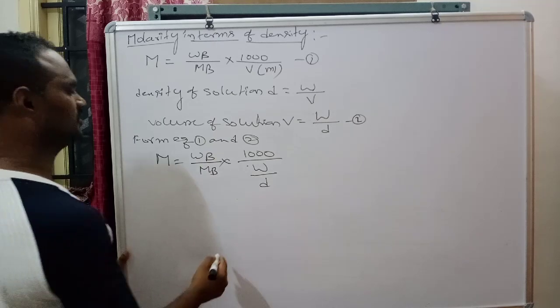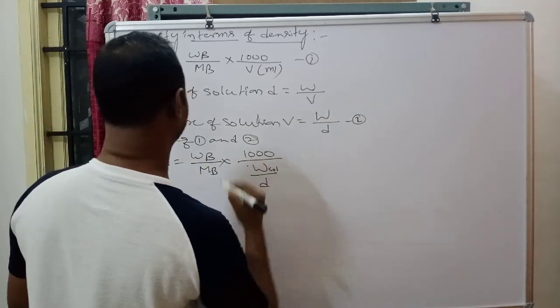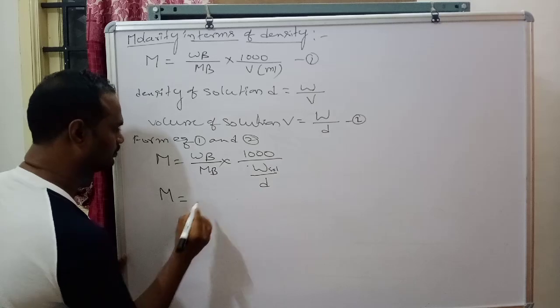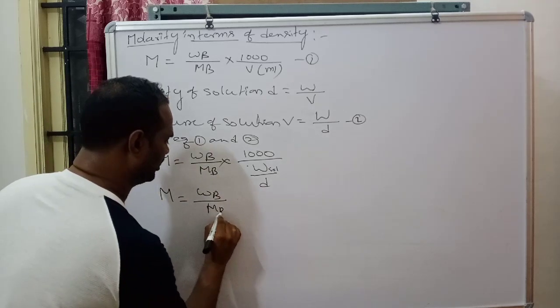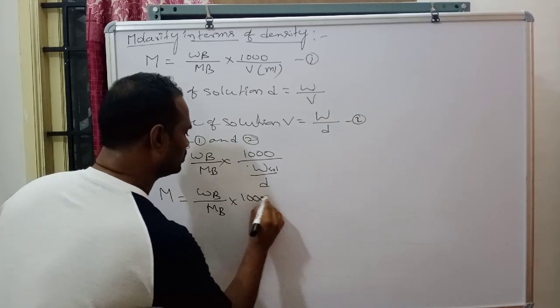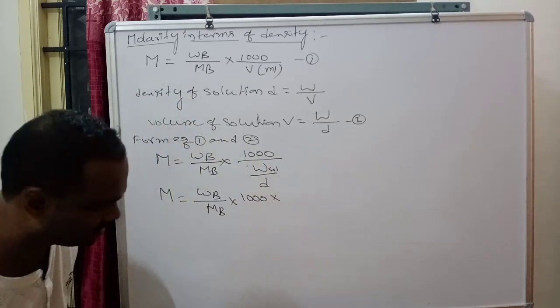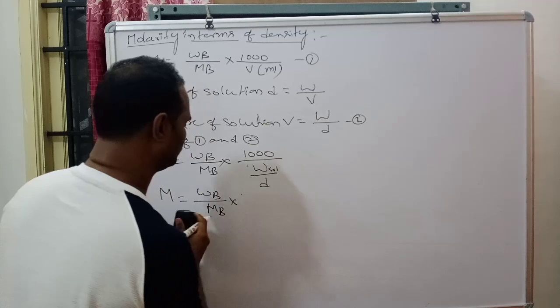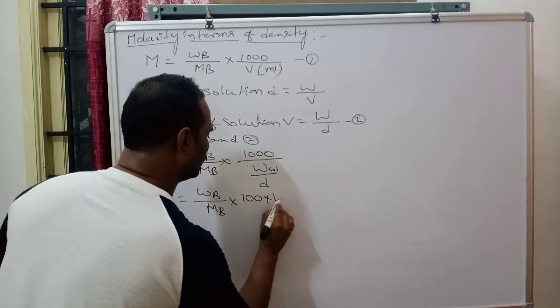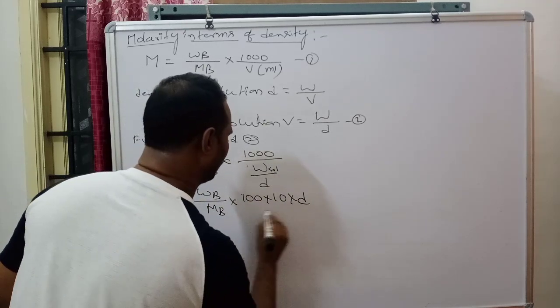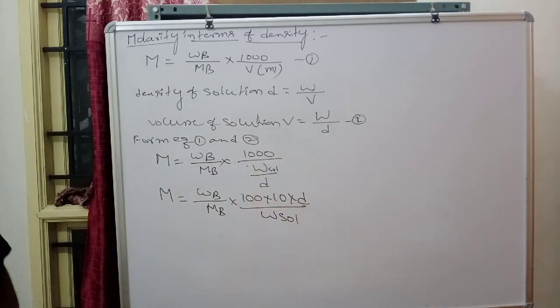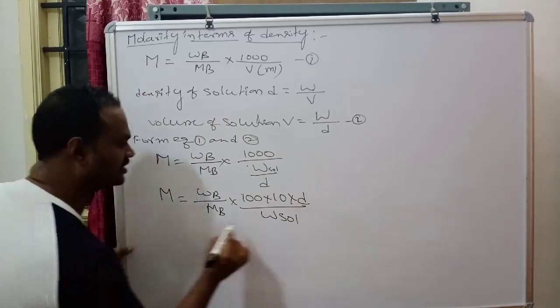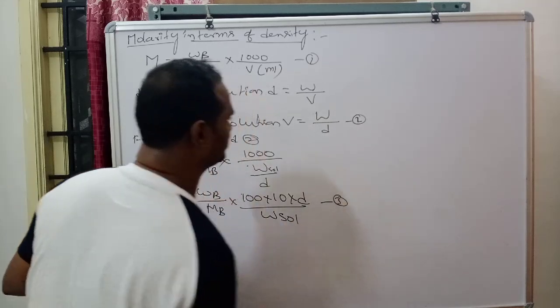You are writing this as the solution. Okay. Now WB by MB into 1000. So 1000 we can write like this: 100 into 10 into D by mass of solution. This is considered as equation 3.